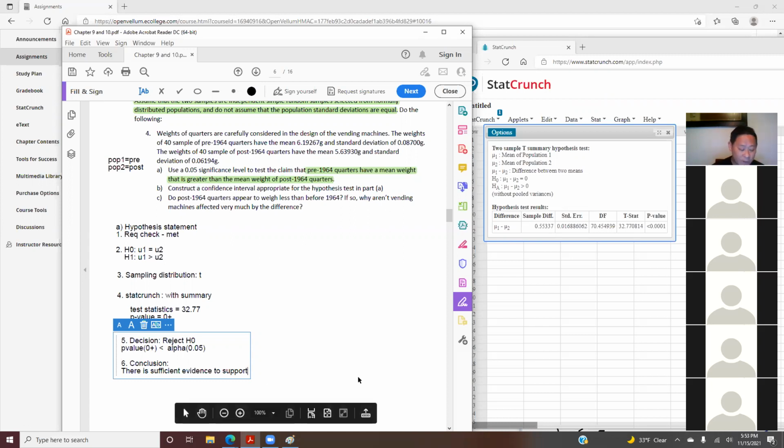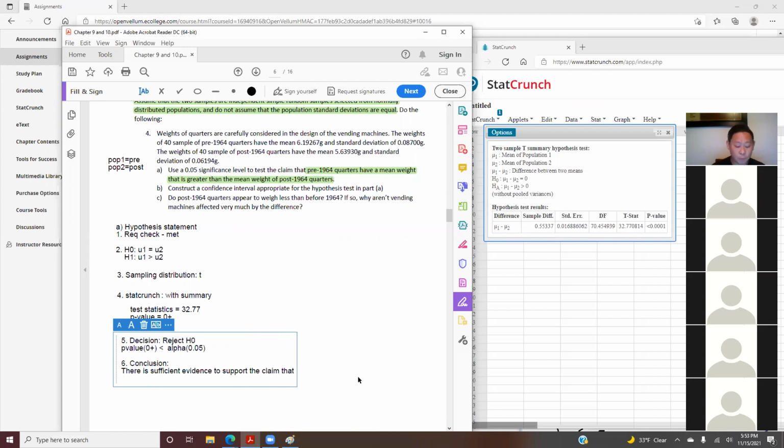So there is sufficient evidence to support the claim that pre-1964 quarters, the one that I again highlighted in green there, have a mean weight that is greater, just copy and paste, than the mean weight of post quarters. Post-1964.